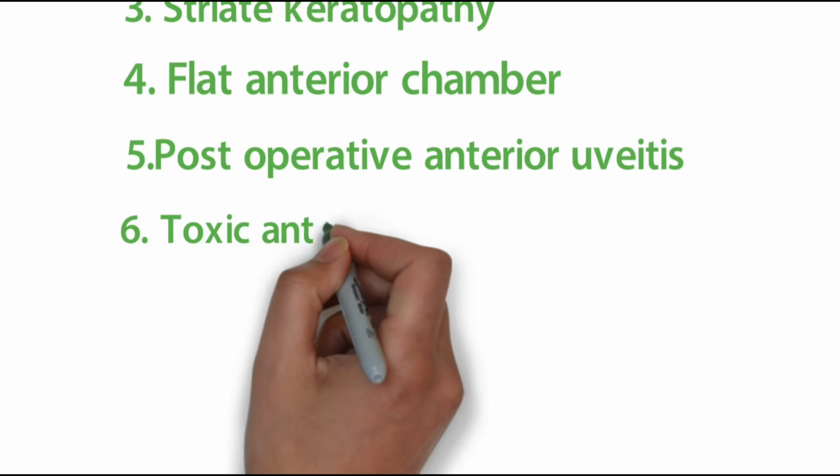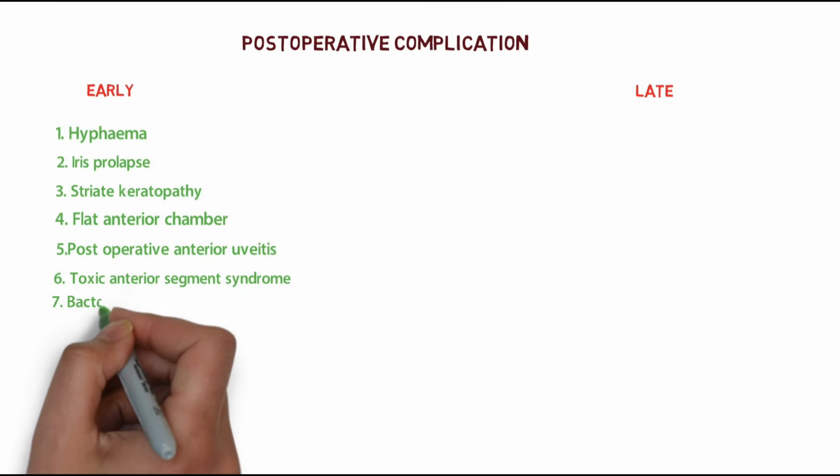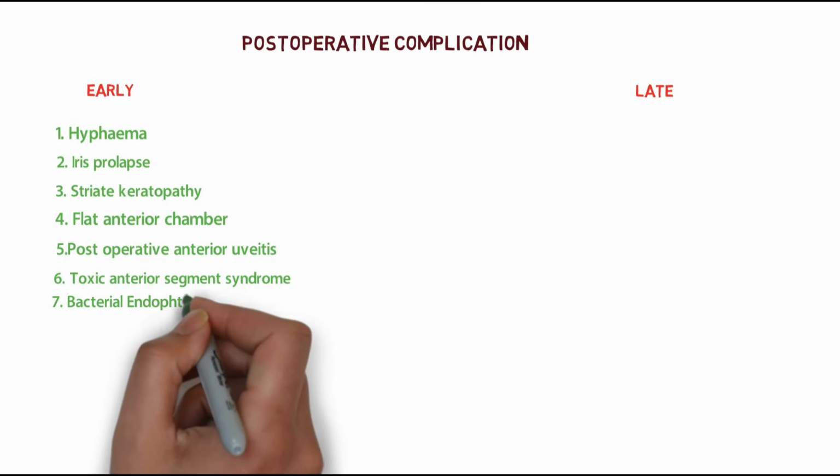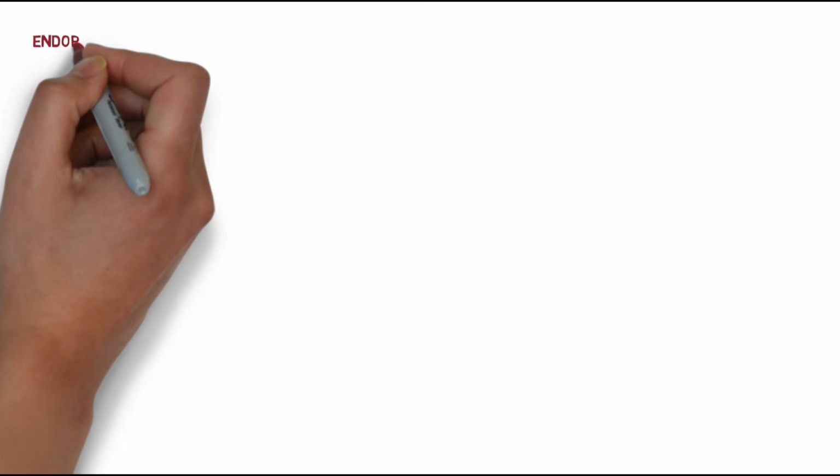Then there can be toxic anterior segment syndrome, and at last there can be bacterial endophthalmitis, that is suppurative inflammation of the eyeball. So we can remember it as FETIS. F for flat anterior chamber, E for bacterial endophthalmitis, T for toxic anterior segment syndrome, I for iris prolapse, S for striate keratopathy, and H for hyphema. Of these, bacterial endophthalmitis is important from the examination point of view.